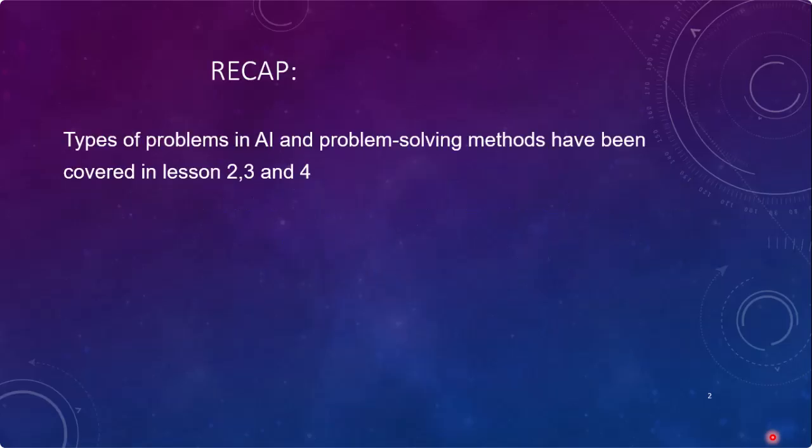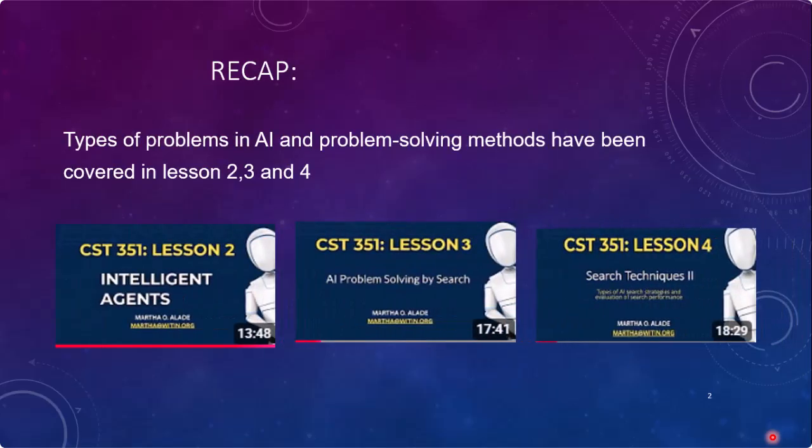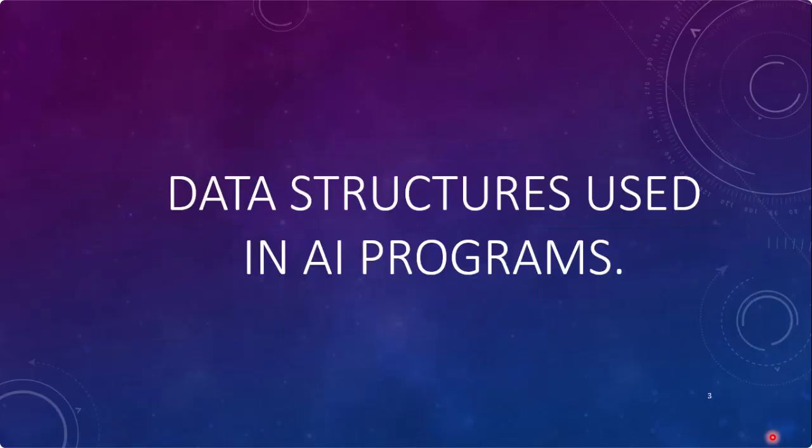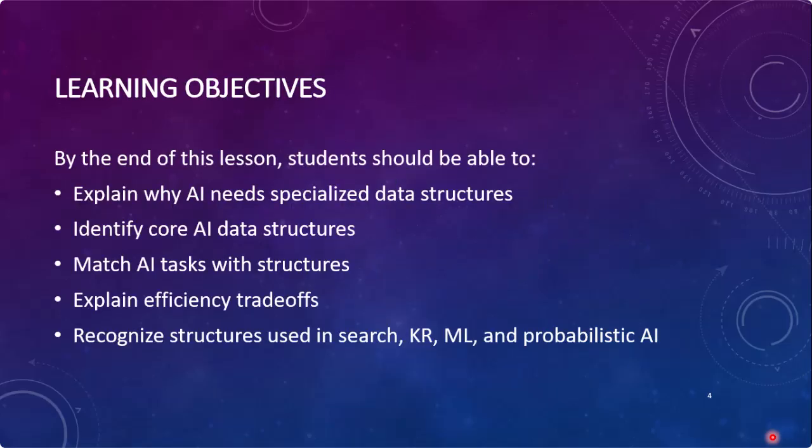Let's look back at our previous lessons 2, 3, and 4. We talked about intelligent agents, how AI solves problems using search, and various search techniques. Think of those as the strategies. So today is about the tools we use to execute those strategies. So the heart of today's lesson is data structures used in AI programs. Now, you can't build a house without knowing your materials. Similarly, you can't build AI without understanding these structures.